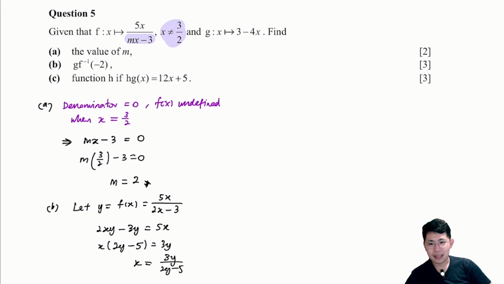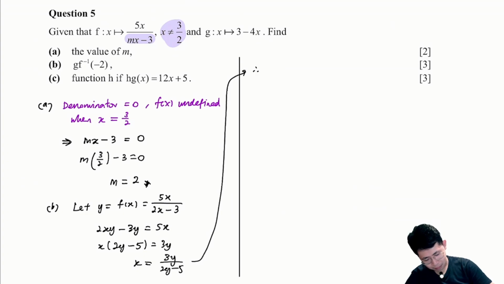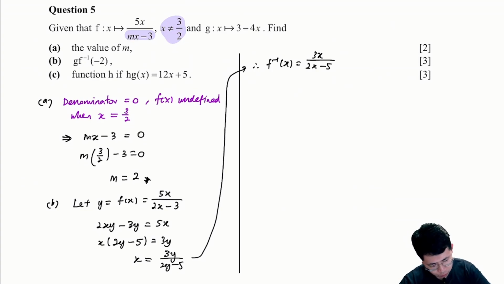Okay, so something like that. So because of that, the final answer for part B will be, sorry, not final answer yet, f inverse of x would be 3x over 2x minus 5. Okay, what we're going to do next is we're going to look for GF inverse of negative 2.